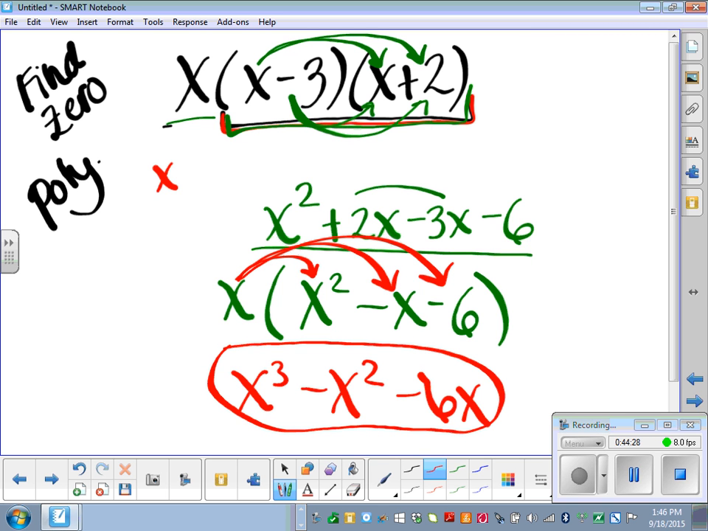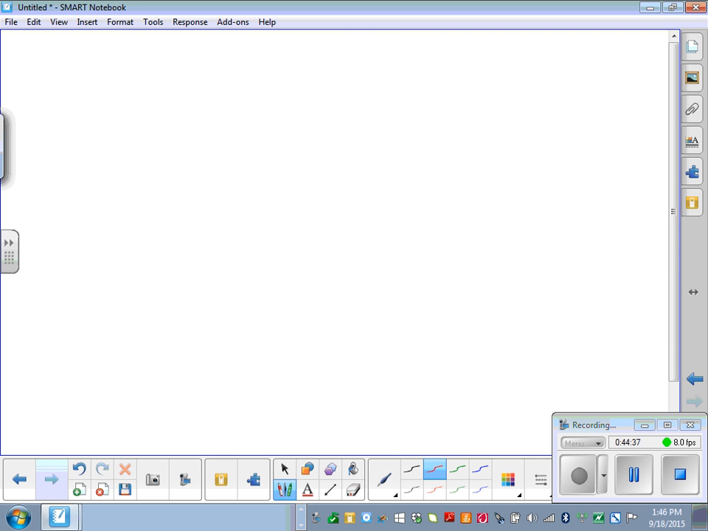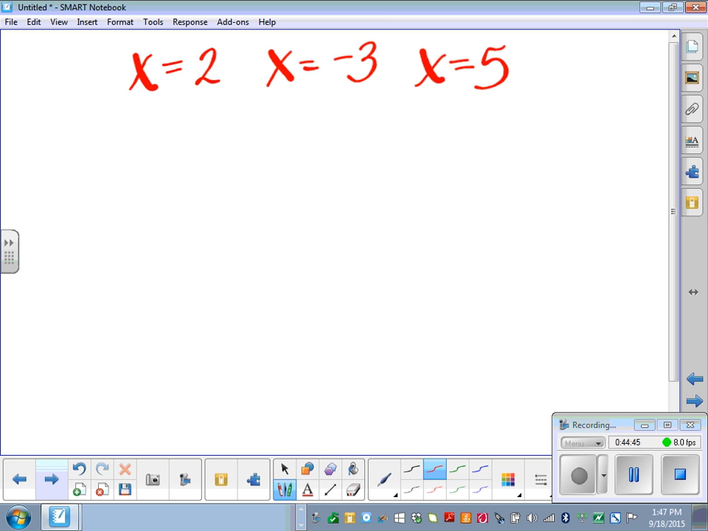And so we solved for the zeros. We had x is equal to 0, x is equal to 3, and x is equal to negative 2. Okay, so now if we were going to work backwards, if we were given x is equal to 2, x is equal to negative 3, and x is equal to 5, and we were asked to find the polynomial, we've got to work backwards. Well, we know if these are the roots, then to get these roots, we had to have linear factors. So we're going to work backwards on this.